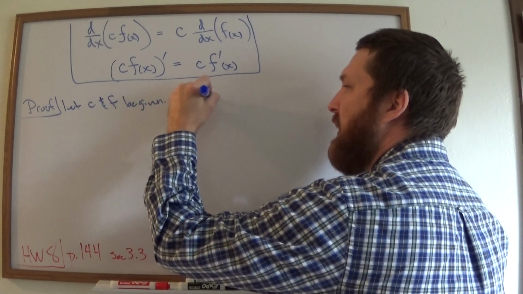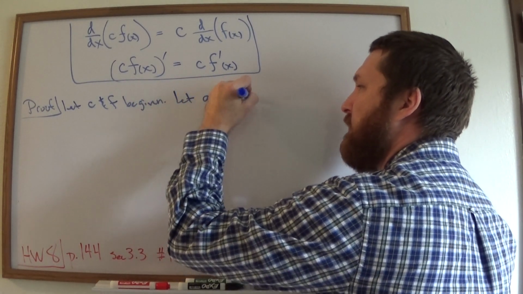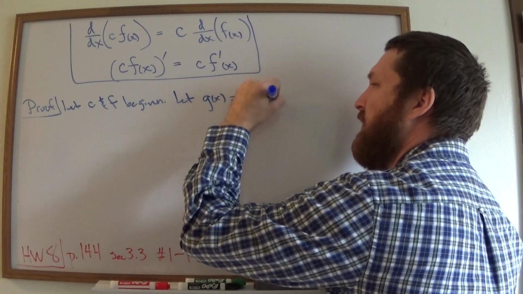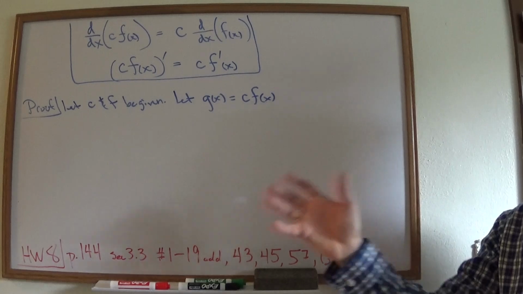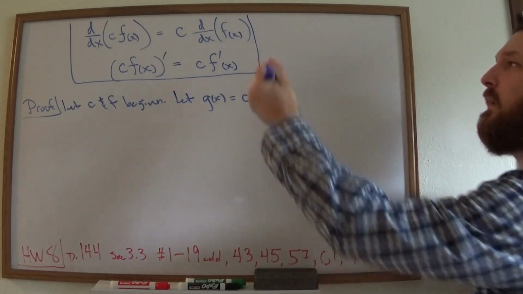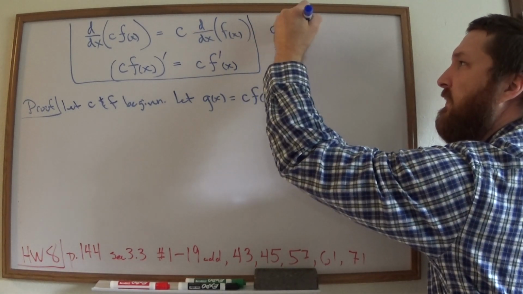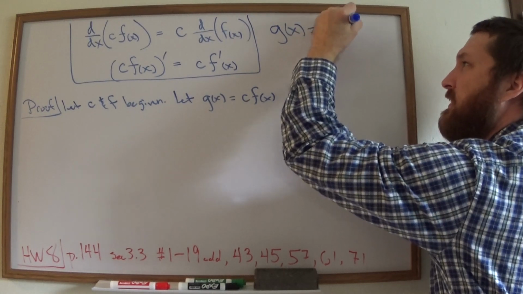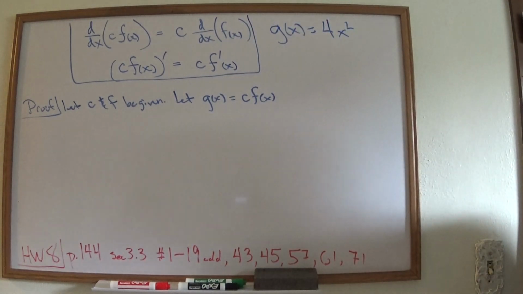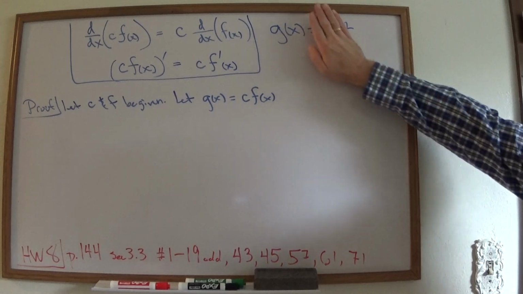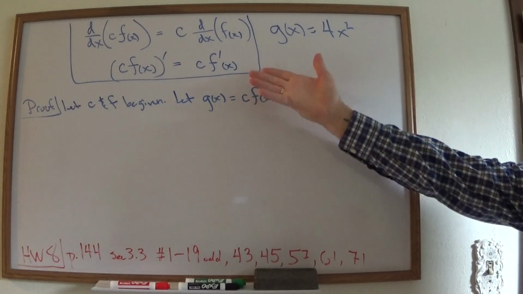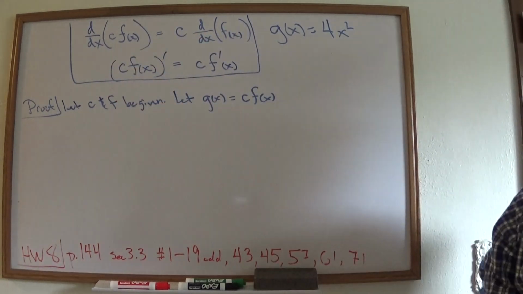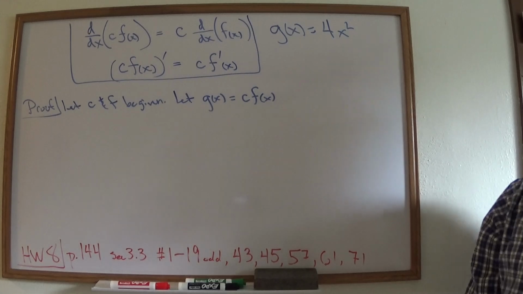So then let's let g of x equals c times that thing. So in other words, what we're really after is we have some number times a function that we care about. So like, let's say somebody gave you g of x equals 4 times x squared. You could say, well, that's the same thing as a constant times a function that I already know the derivative of. Right?